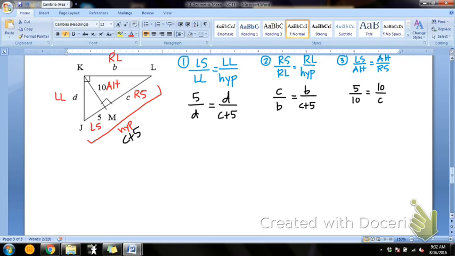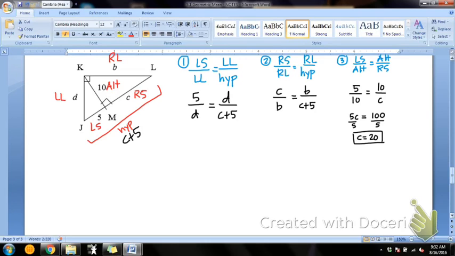Okay. So when we cross multiply, I'm not getting an x squared, right? I'm getting 5c equals 100. This is a basic algebra problem, right? 5c equals 100. So if we want to get c by itself, we're just going to divide by 5. So what are you guys getting c to be? 20? What's the number I was looking for? C is 20.